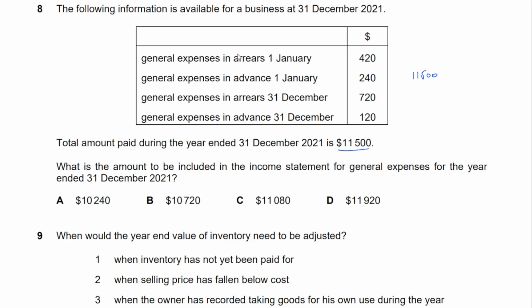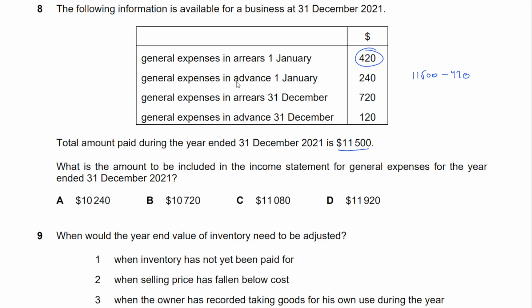General expenses in arrears on 1st January means that at the beginning of the year, this was owing. This 420 was unpaid from last year. When we paid 11,500, that included the 420, but this payment did not belong to this year, because last year it was unpaid. Does that make sense? You need to get rid of that because this 420 does not belong to this year. It is for the previous year.